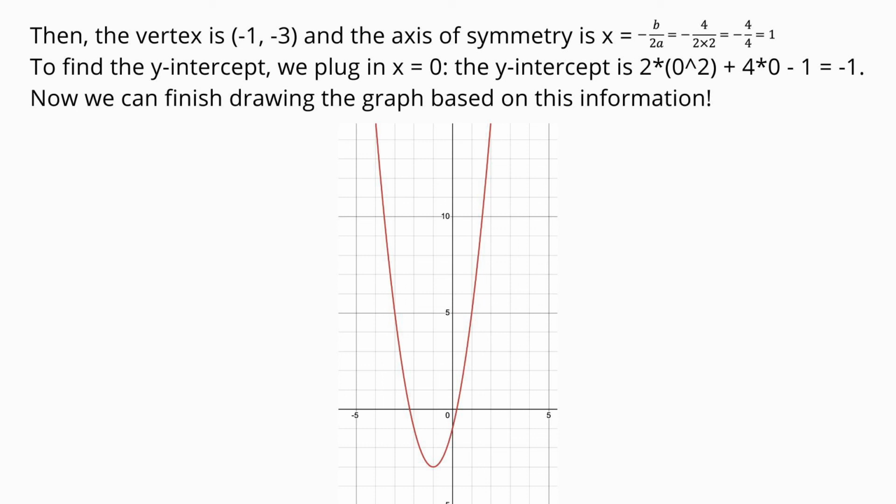Now we can finish drawing the graph based on this information. And since the coefficient of x squared, or the a value, is bigger than 0, the graph will face upwards. And we can connect the dots to draw a graph like below.